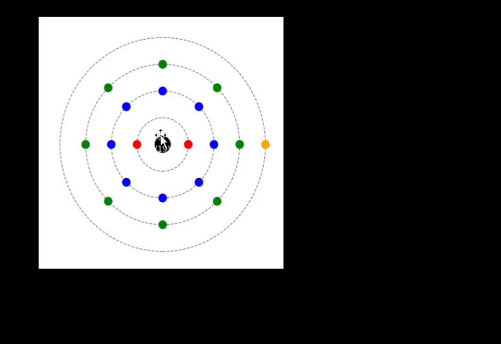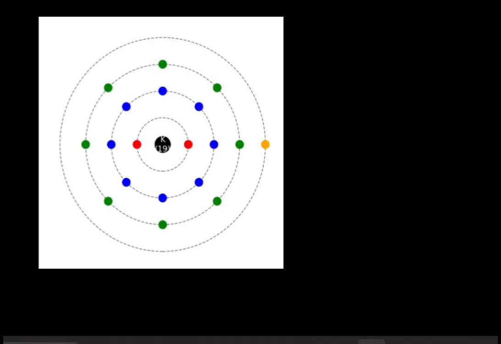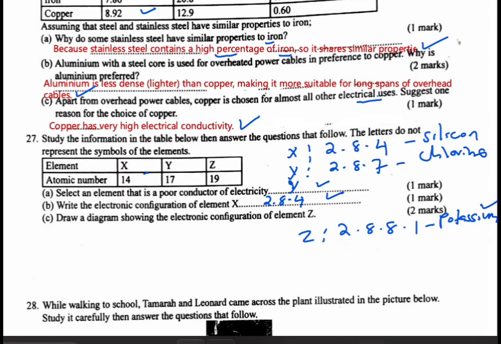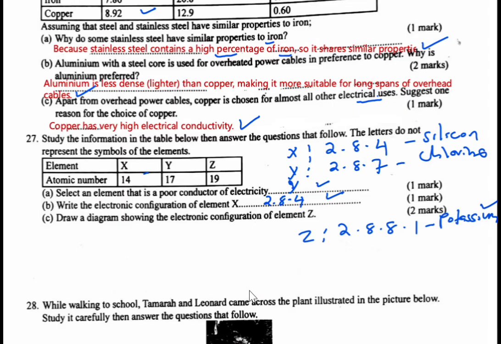You can see this is the nucleus. And then the first energy level has 2 electrons. Then the second energy level has 8 electrons. That energy level has also 8 electrons. And then finally, the fourth energy level has 1 electron. So this is the drawing to show the electronic arrangement. We continue with our question. So that is the answer to part C.